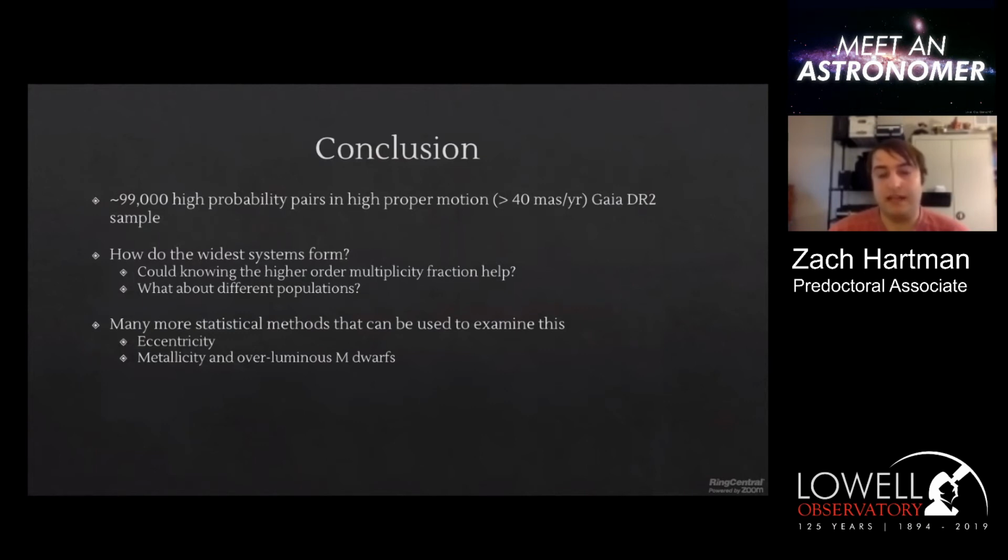there are approximately 99,000 high probability pairs in the high proper motion Gaia DR2 sample. We're looking at how the widest systems form, but there are many more statistical methods that I didn't even talk about that could be used to examine this. Eccentricity was one of them, and metallicity and over-luminous M dwarfs are another. And I think that's time. Any questions?